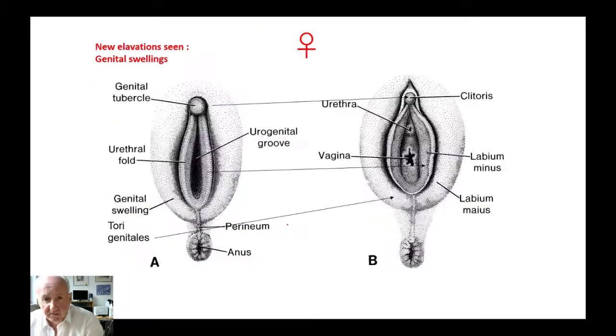And then we see new elevations. We see genital swellings on both sides of the urethral folds, a new elevation here on both sides. As you see, this genital swelling will give origin to the labium majus, here and here. The genital tubercle is giving origin to the clitoris, and the opening of the vagina and the urethra, and the labia minora are seen on both sides from the urethral folds.